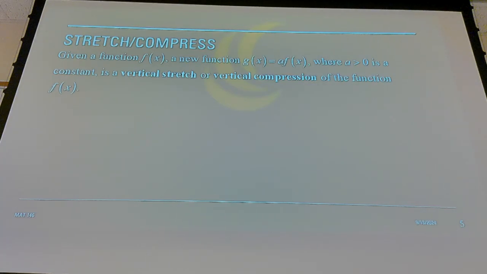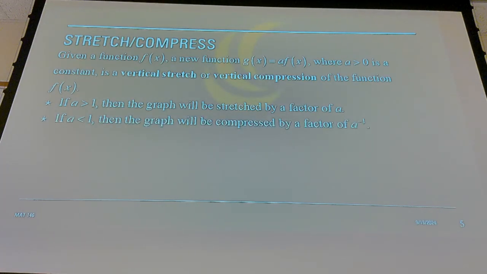If a is larger than 1, the graph is stretched, I should say, stretched vertically. Oh, it's already up there, vertical. All right, it'll be stretched vertically by a factor of a. If a is less than 1, the graph is compressed by a factor of 1 over a.